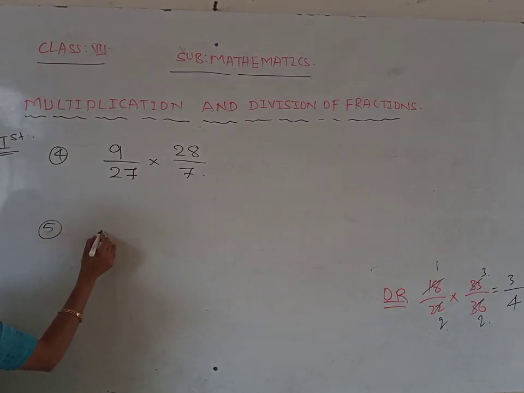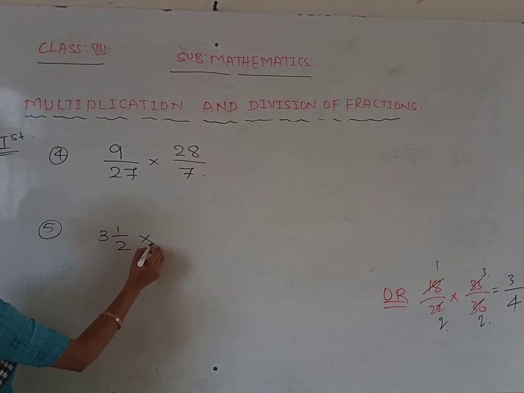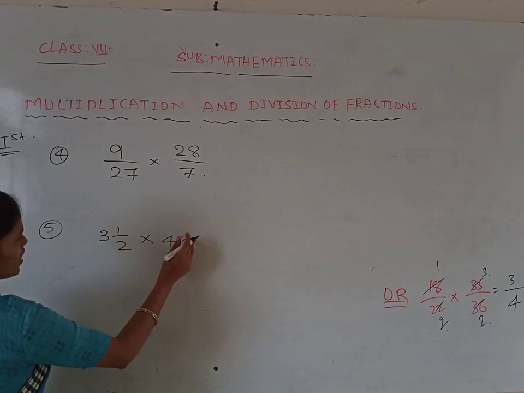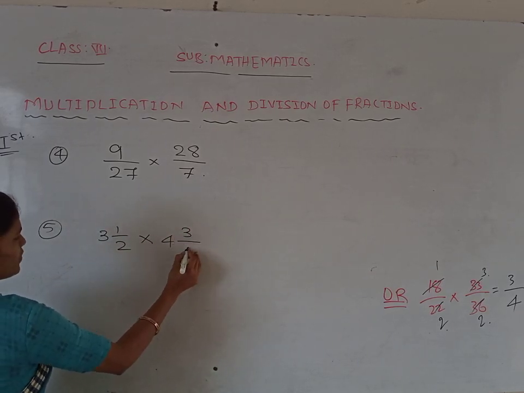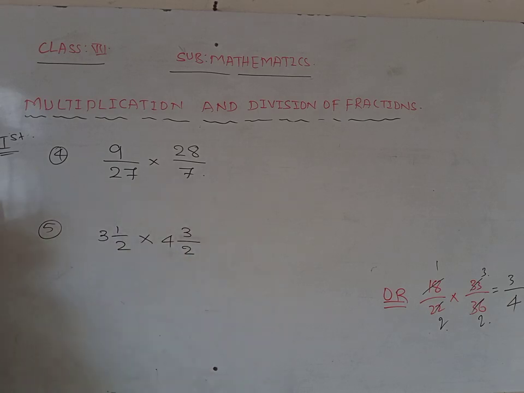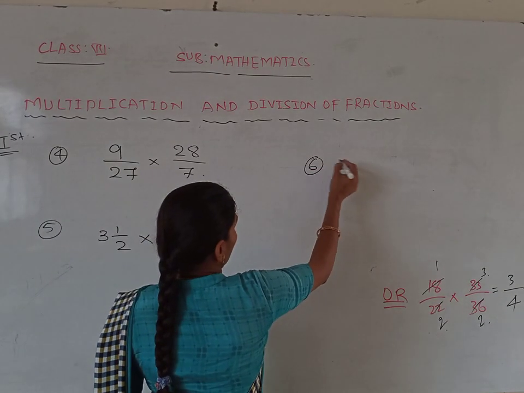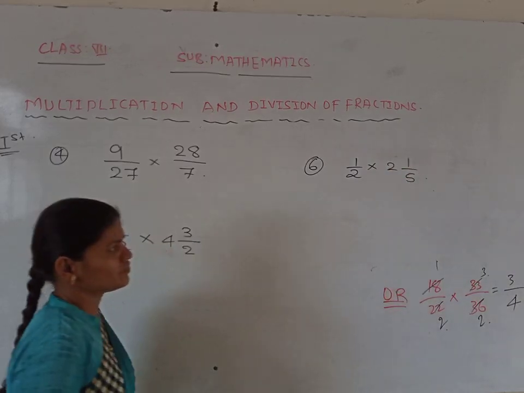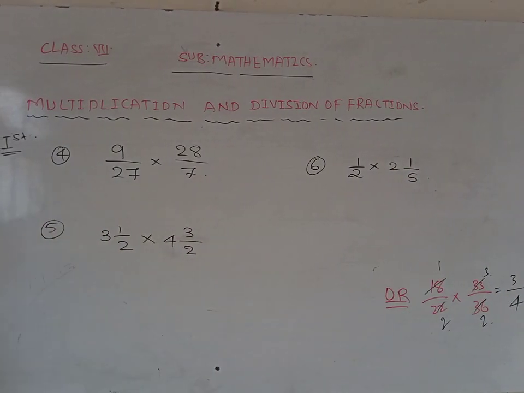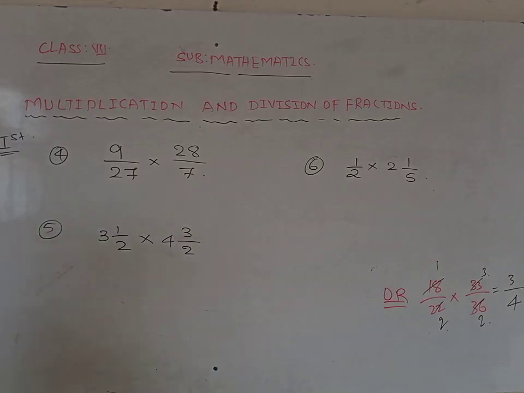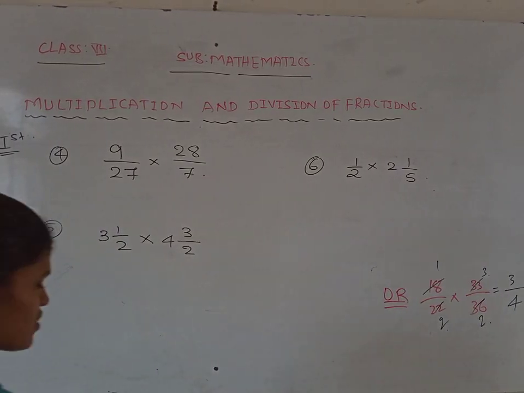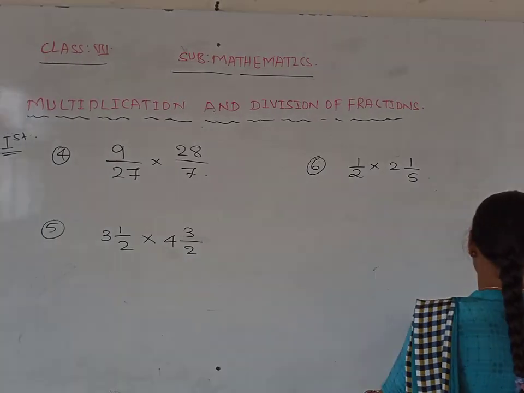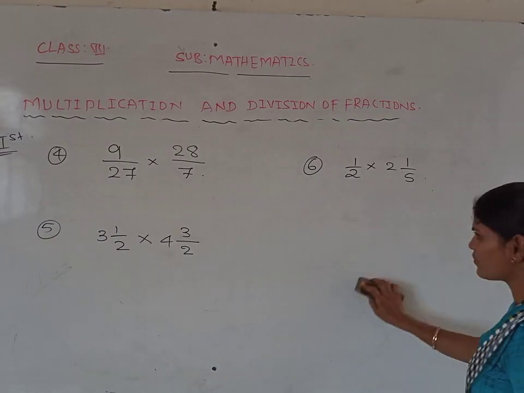Next one. 3 integer 1 by 2 into 4 integer 3 divided by 2. Multiply these two, mixed by mixed. Or else you may get a question like a proper fraction by a mixed fraction also. Nothing to worry. I am giving slowly, okay? So take this and solve fast and show me your answer one by one.